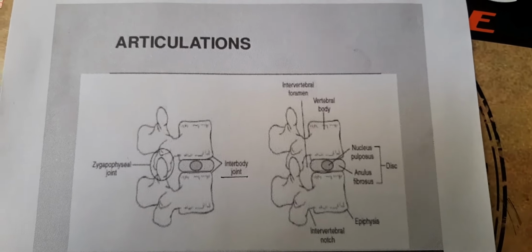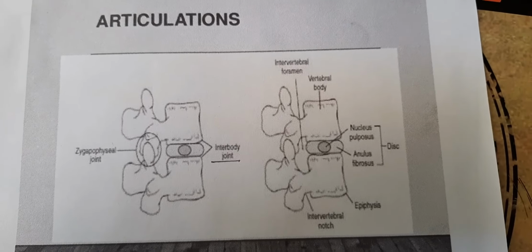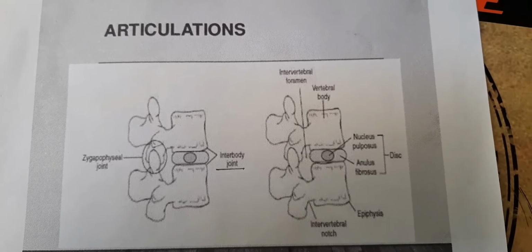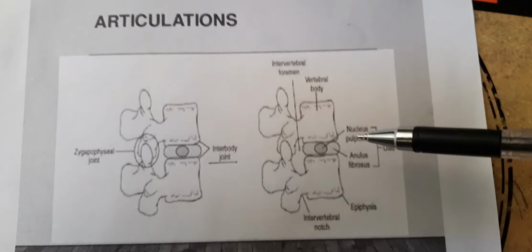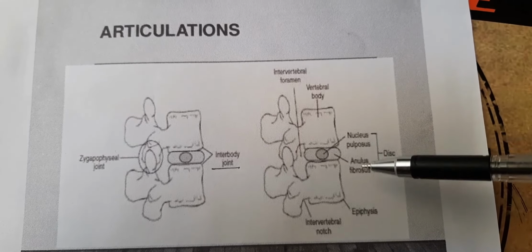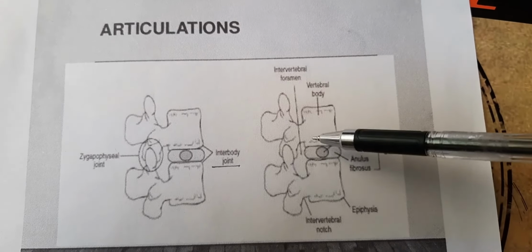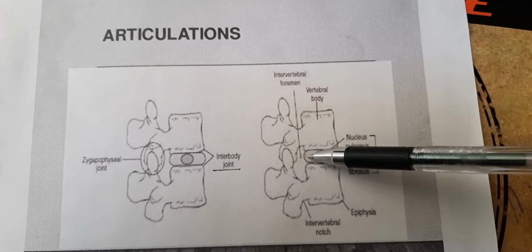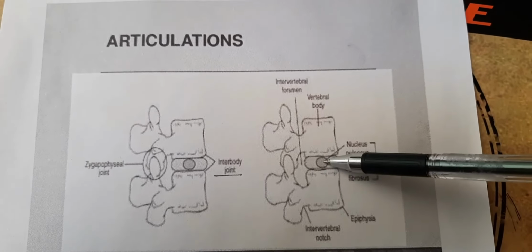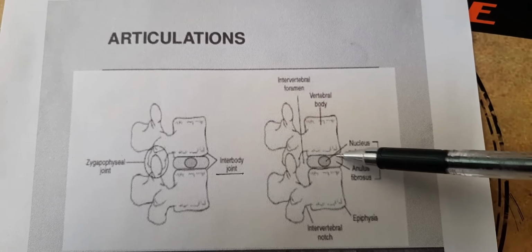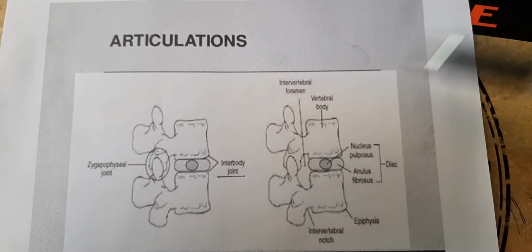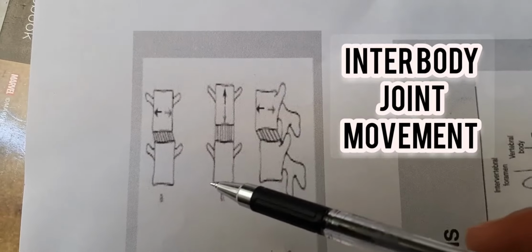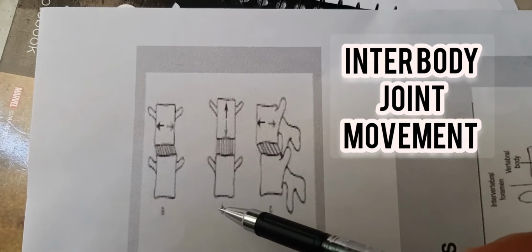Okay. So you can see in this diagram, which I told you, the nucleus pulposus and annulus fibrosus. In the intervertebral disc, you see the structure in the center is the nucleus pulposus, and on the side is the annulus fibrosus. Also, I'm going to show you the interbody joint movements.